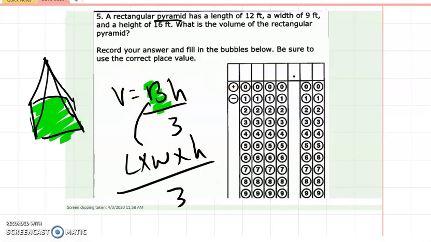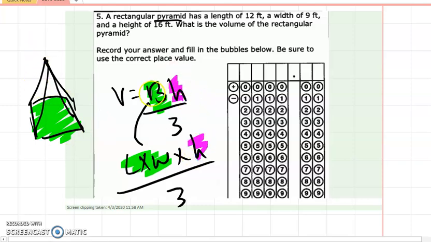So your capital B is your length and width, and your height is the height of the whole rectangular pyramid. It says it has a length of 12 feet, a width of 9, and a height of 16. It's pretty self-explanatory. Solve it, and please put it correctly in the grid.